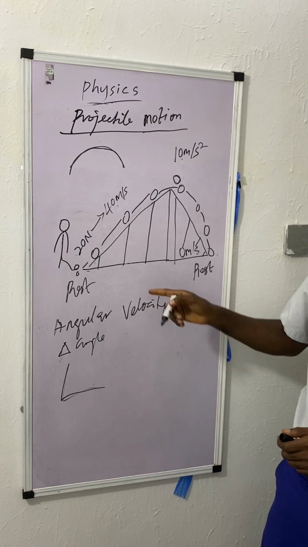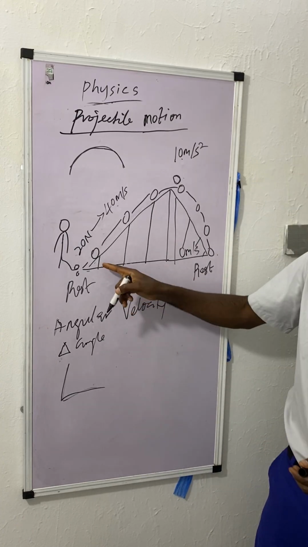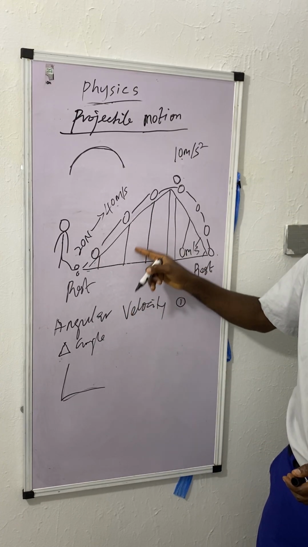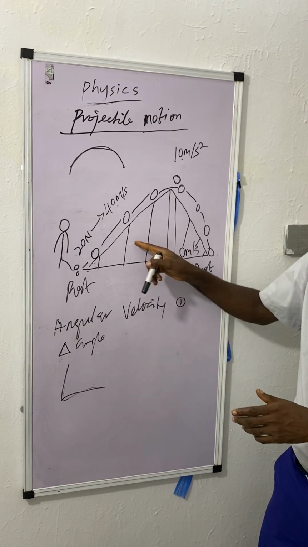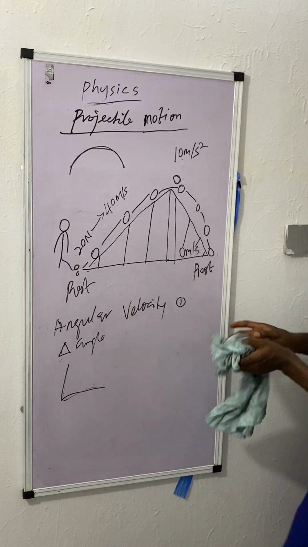So for projectile motion to be created, there must be angular velocity. So this one is an angle, this is another angle, this is another angle. It's not supposed to be like this. So let me draw the angle.